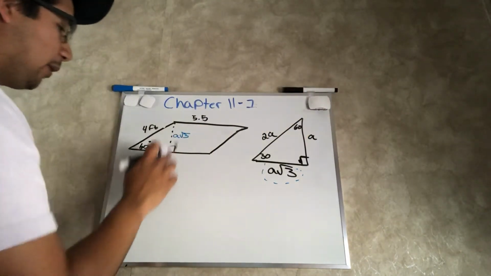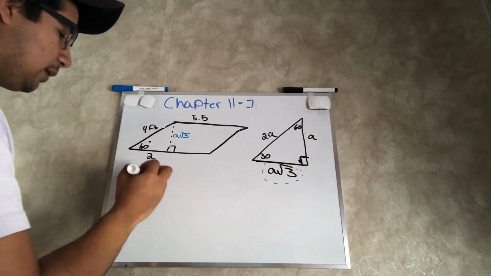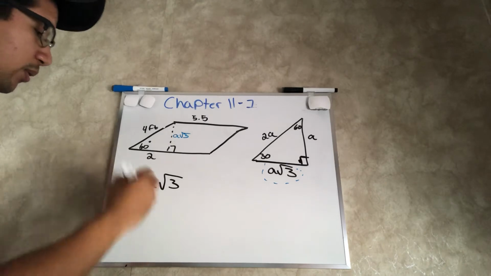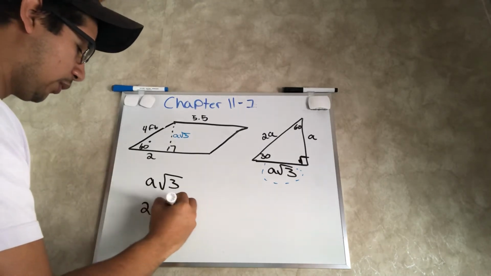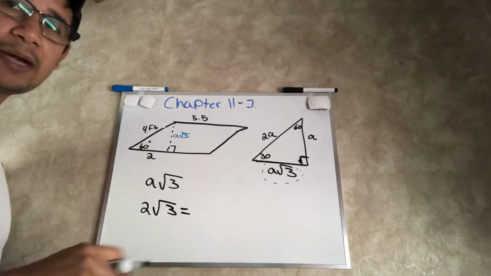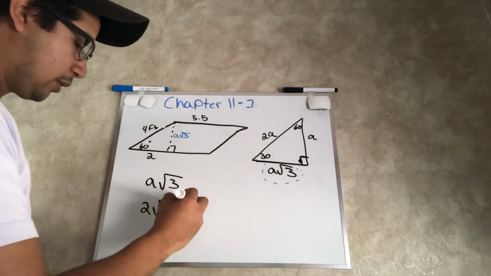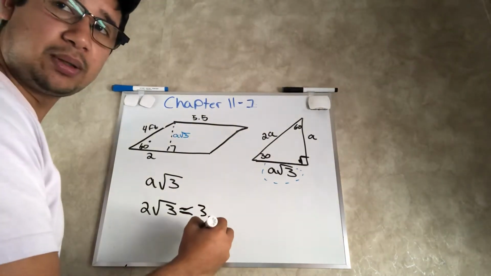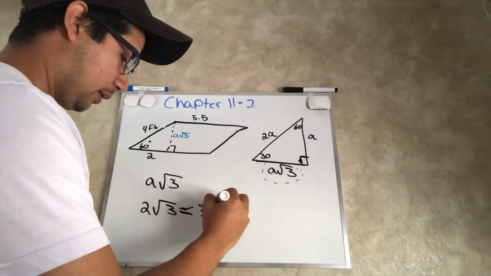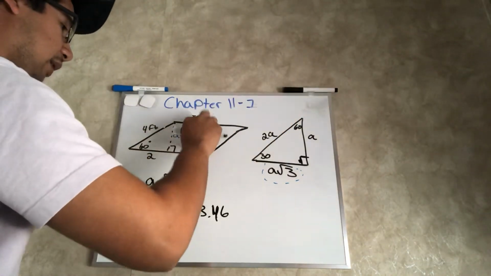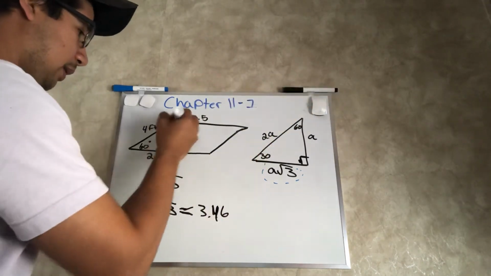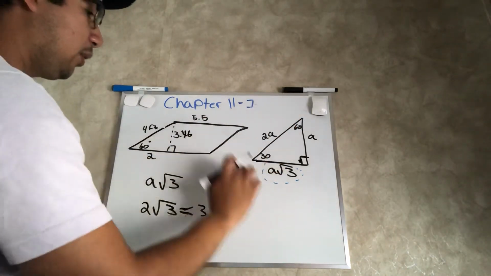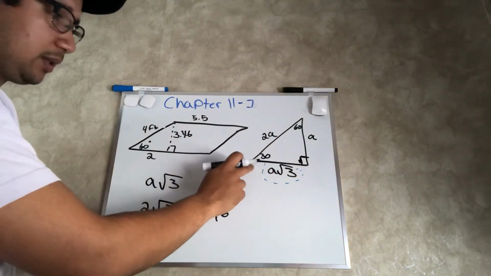Okay? Now to find out this part here, well, what is A? We have here A times the square root of 3. Well, we know that A is equal to 2, so we're going to have 2 times the square root of 3. And if you type this into the calculator, you should get that it equals about 3.46. So the height here is actually about, and we're rounding, 3.46.